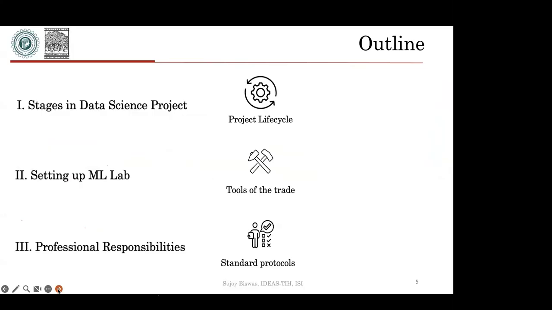The outline of my presentation is divided into three parts. One is the stages in a data science project. The second is setting up a machine learning lab. This is targeted at Section 2 interns, who would be knowing these things in detail. For setting up a machine learning lab, you would have a course on version control and cloud computing, and I would also teach one at the end of the session on how to set up a data science lab. I would give you a very broad overview of this setting up journey in this talk.